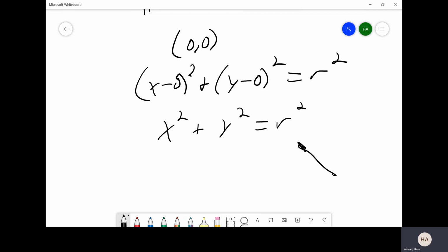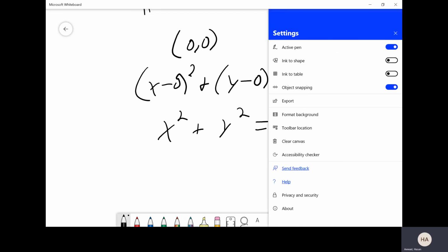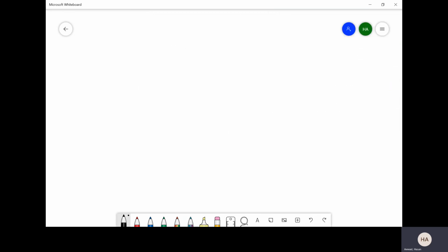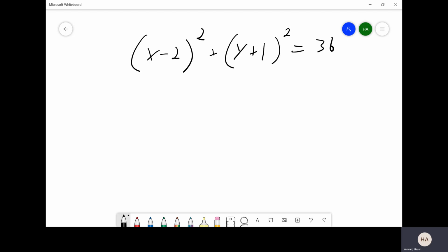So what I want you to do is practice with an example here. I want to try to graph the following equation of a circle, and it just has to be a rough sketch. So let's say we have (x minus 2) squared plus (y plus 1) squared is equal to 36.